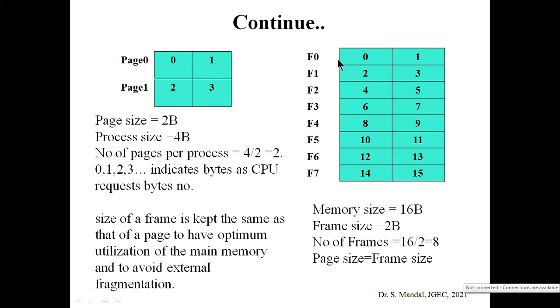Okay, as the frame size is 2 byte, for the first frame we have the first two memory addresses 0 and 1. For the second frame, 2 and 3; for frame 2, 4 and 5; 6 and 7 for frame 3; 8 and 9 for frame 4; 10 and 11 for frame 5; 12 and 13 for frame 6; and 14 and 15 for frame 7. Okay, so that is the concept of page and the concept of frame. Processes are divided into pages, and memory is divided into frames.